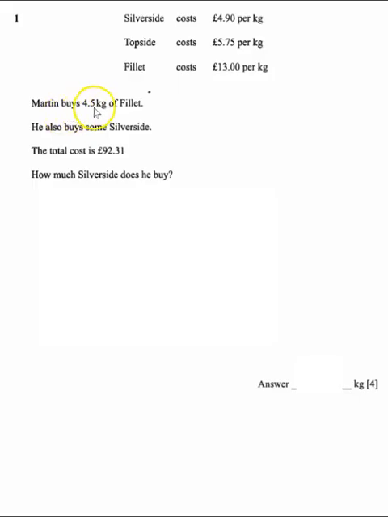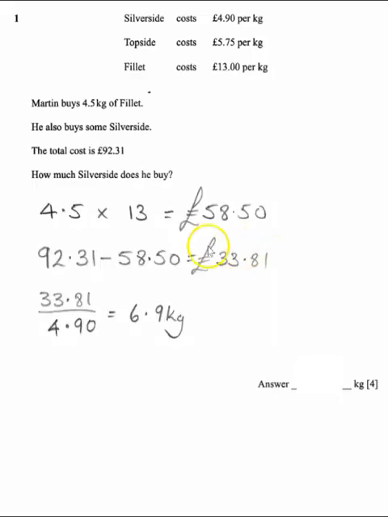Martin buys 4.5 kilograms of fillet. So if you've got 4.5 kilograms of fillet and fillet costs £13 per kilogram, then the first thing that you would do is to multiply 4.5 by 13. This will give you £58.50. This is the total cost of the fillet.